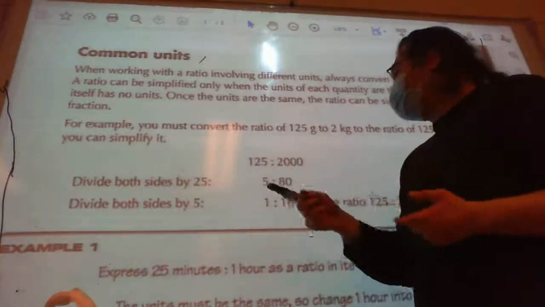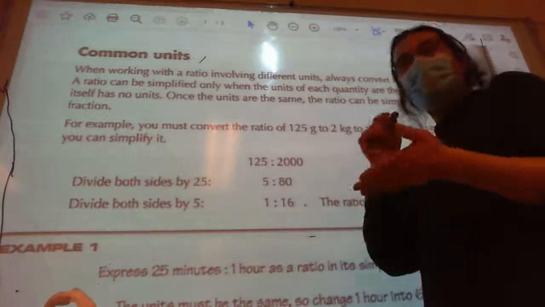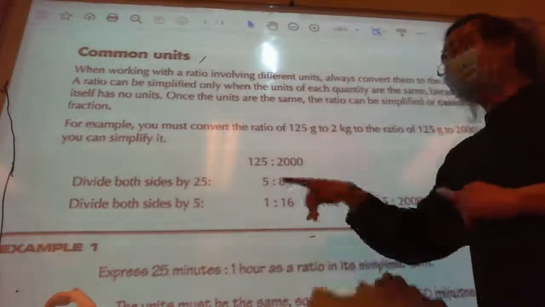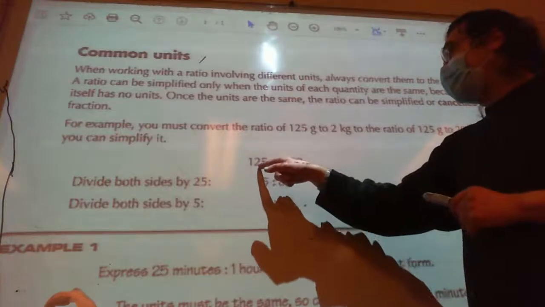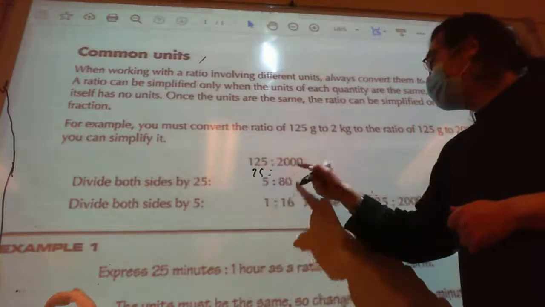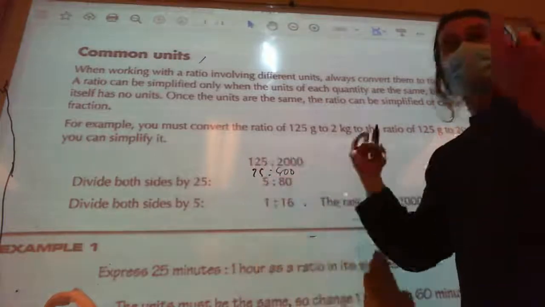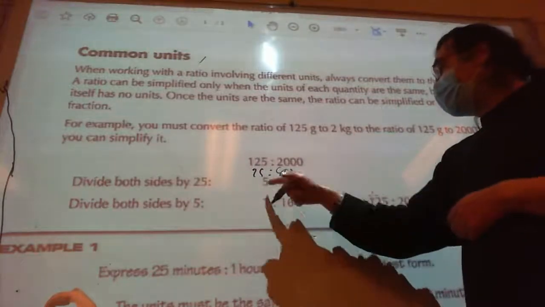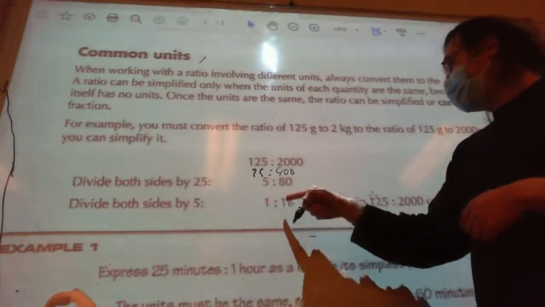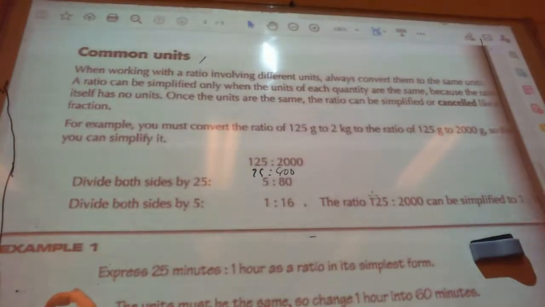Well, maybe you can directly divide both by 125. But if you don't have a computer to do it like this, it will be easier to go step by step, dividing by 5. So you would have 25 to 400. Then you can divide again by 5, or directly by 25. You get 5 to 80. Then you can still divide by 5 and you get 1 to 16. So this ratio is simplified into 1 to 16.